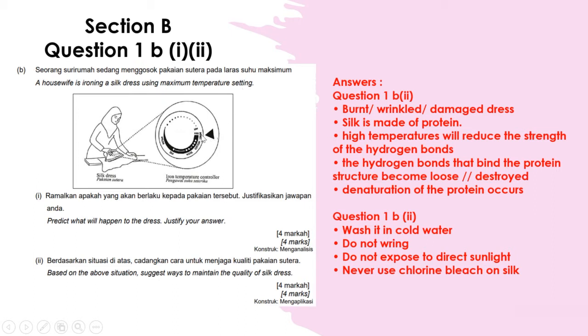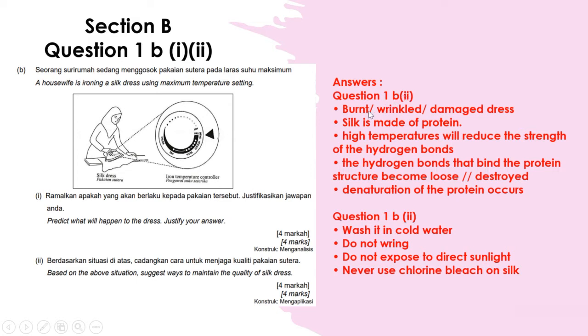So we can see from the diagram here that the silk dress is ironed using the maximum temperature setting. Predict what will happen to the dress. Justify your answer. That is question 1B1. Okay, look at the suggested answer here, which refers to question 1B1.